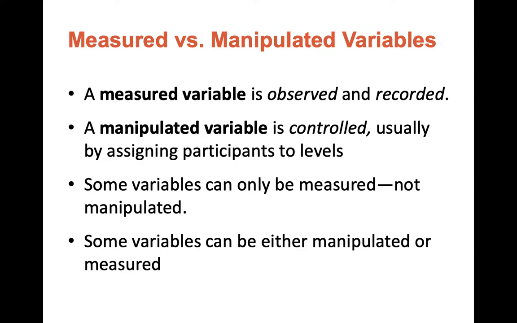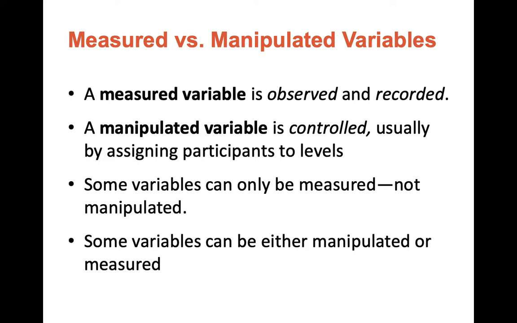There are other variables that you could manipulate, but it would be very unethical to do so. If you wanted to do a study on the long-term effects of education, it wouldn't be ethical to assign some children to attend a high-quality school, but others to a low-quality school. That's unethical because you'd be depriving the people that went to the low-quality school of a good education. So in theory, it could be possible to manipulate that variable, but it's not ethical.